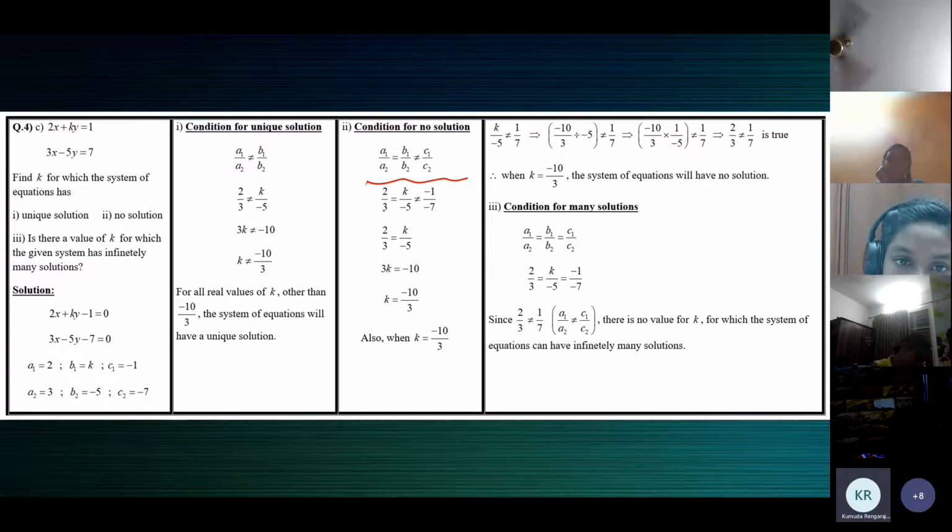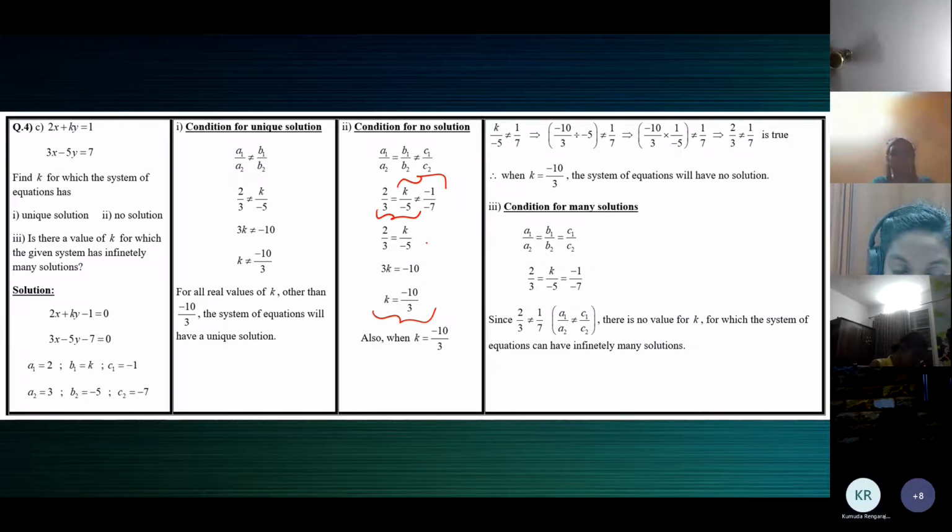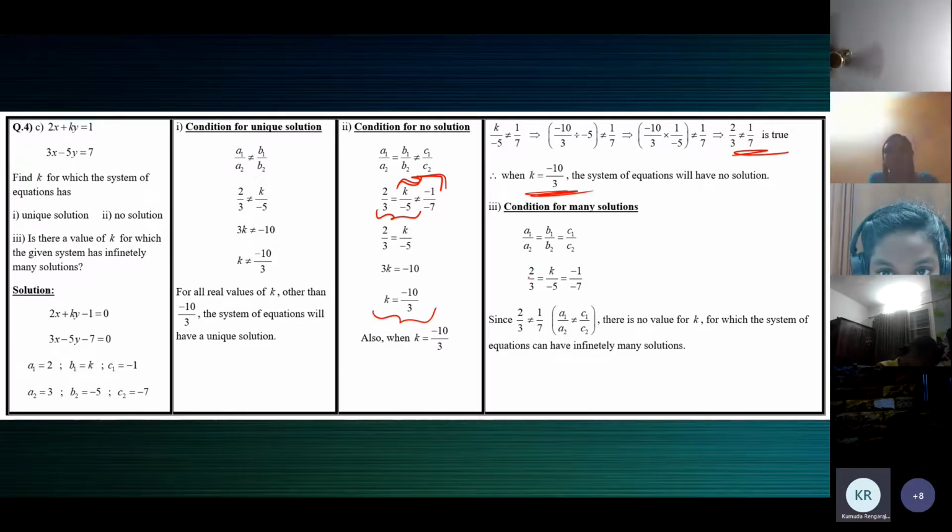Again, write the condition, substitute the values. Work this: 2 by 3 is equal to k by minus 5 and you will get the value of k. Put that value of k here and check if the statement is true. If it's true, you can go ahead with that value of k. And it is true. So you can go ahead with the value of k as minus 10 by 3. And for the last one, this is the condition. When you substitute the values, you can see that minus cancels. 2 by 3 is not equal to 1 by 7.